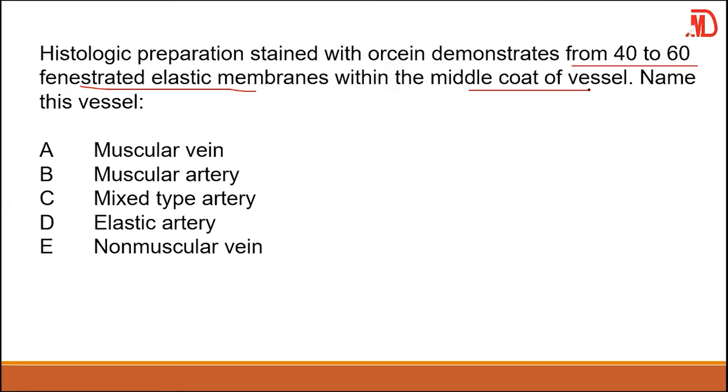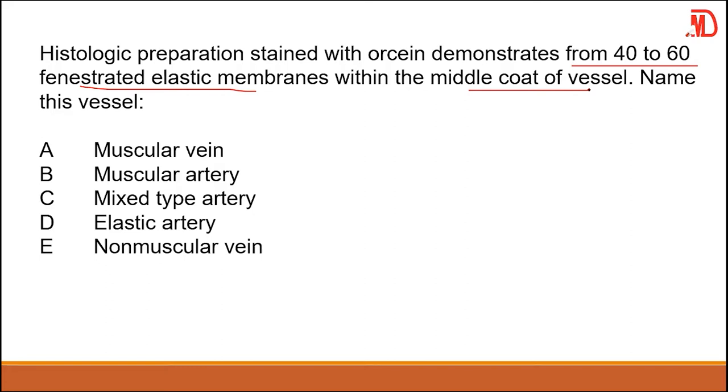Name this vessel. Guys, do you remember when I was talking about the different types of veins and arteries, or how to classify a vein and an artery? Simply put, vessels. We talk about the intima, the middle layer, then the outer layer. One of the key areas you have to look out for is the middle layer. What is it made up of? Is it made up of more muscles and less elastic, or more elastic and less muscles? So you describe it.